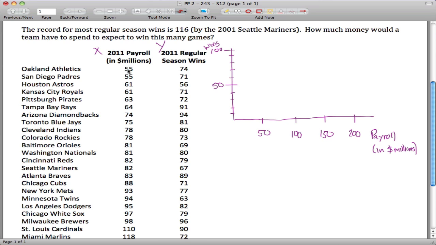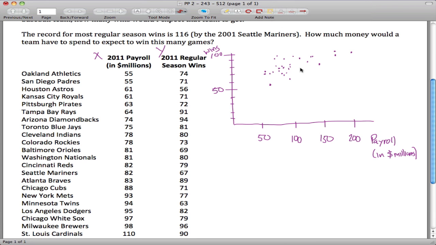So the A's paid $55 million and they won 74 games. So 55 is here, 50, 60, 74 is something like there. And you go and repeat that for all this data. I'll go ahead and do that. I'll pause this so you don't have to watch me do it. Here's all our data. Here's our scatter plot right here.